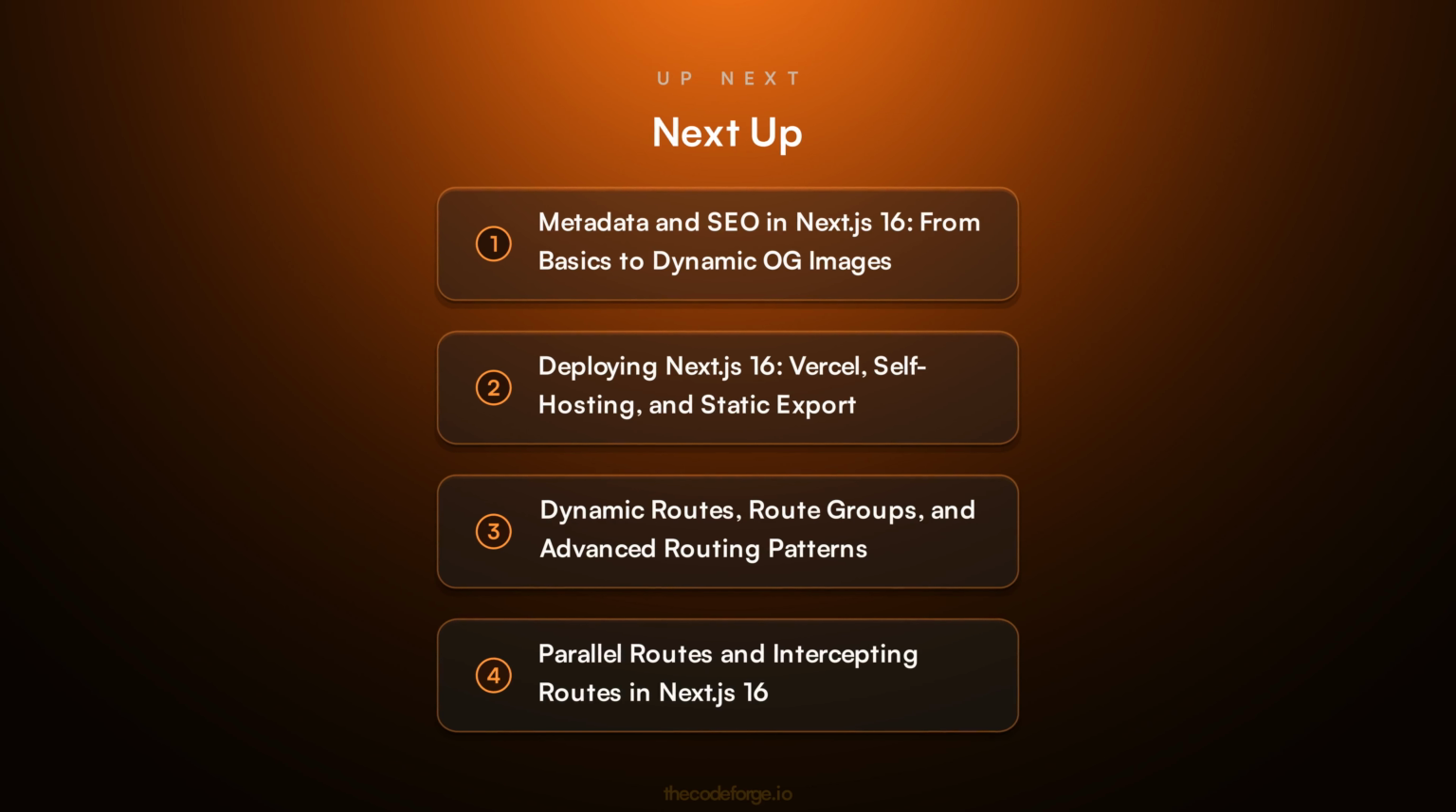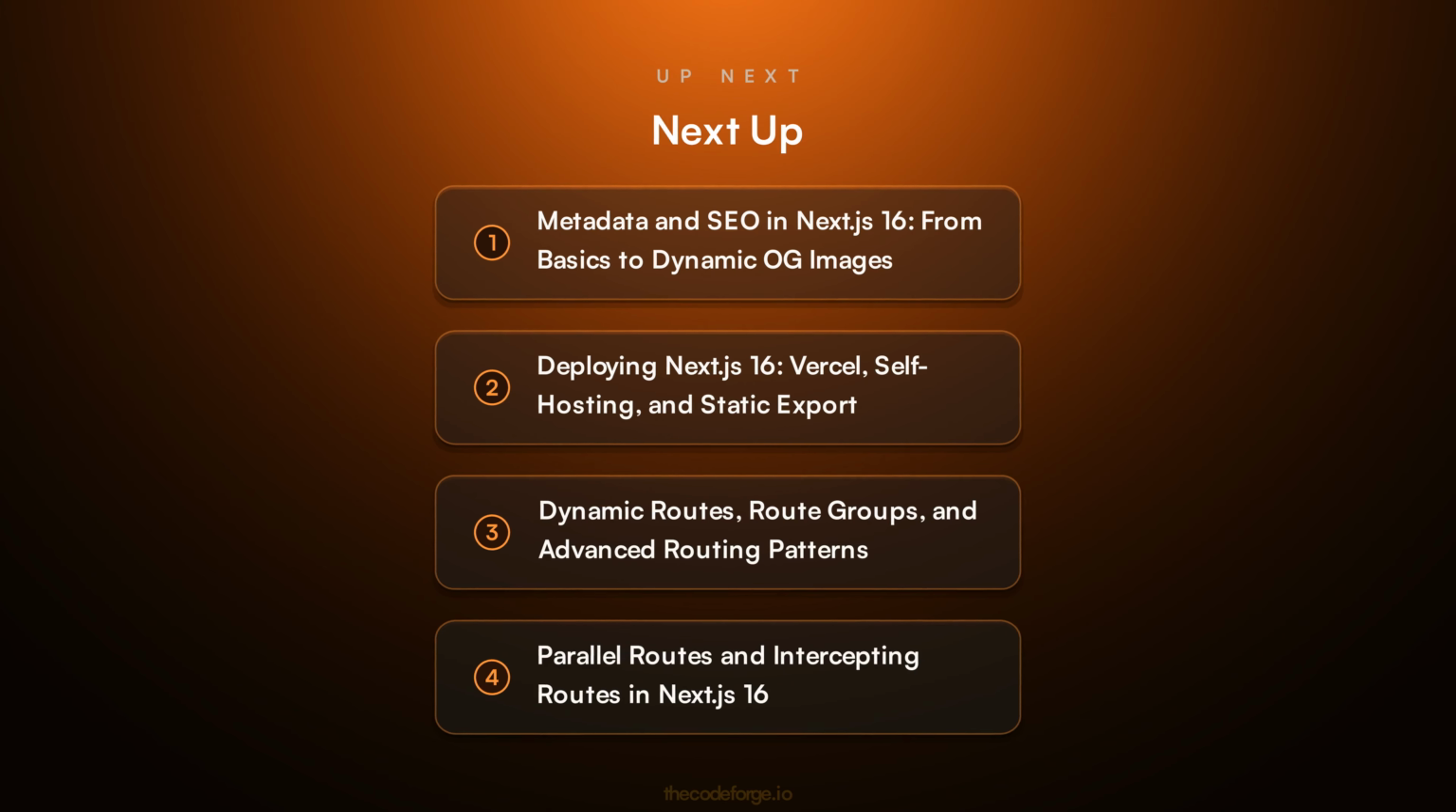Up next, metadata and SEO in Next.js 16. From basics to dynamic OG images, then deploying Next.js 16. Vercel, self-hosting, and static export, then dynamic routes, route groups, and advanced routing patterns, and parallel routes and intercepting routes in Next.js 16. Find them all at TheCodeForge.io.